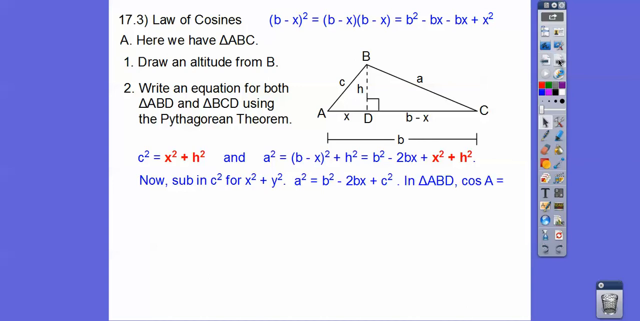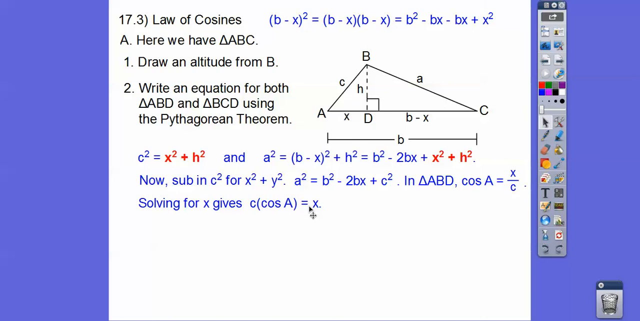All right, so in triangle ABD, the cosine of A is adjacent over hypotenuse. Remember, cosine is adjacent over hypotenuse, so x over c. Let's solve that for x. We multiply both sides by c, and we get c cosine of A equals x.